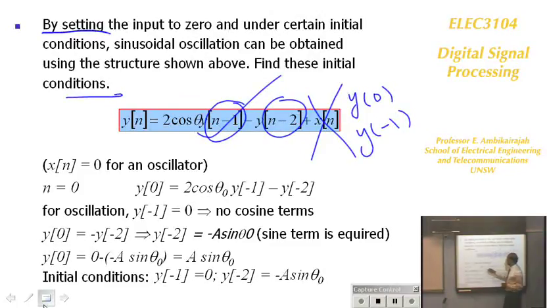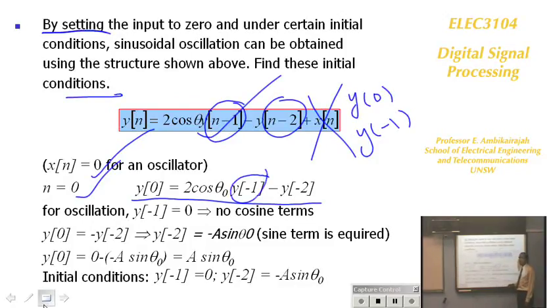Okay. So I set that to 0, and I put n equal to 0, and this is what I get. For oscillation, I want to make sure I don't want any cosine term, so I could make that 0. That's one condition I'm going to get. So if I do that, I have got that part. Now I go and say y1, y0 here. When I say y0, I get minus y minus 2. That's what I have.